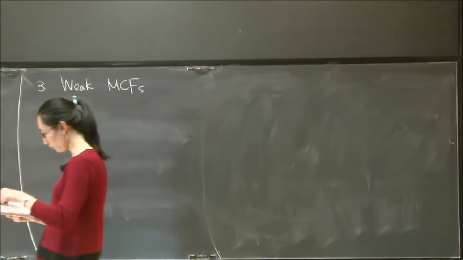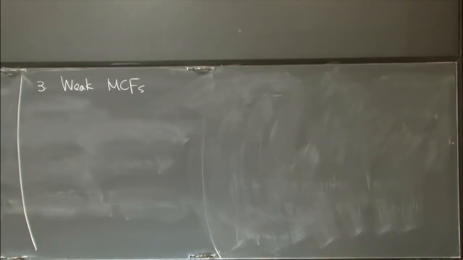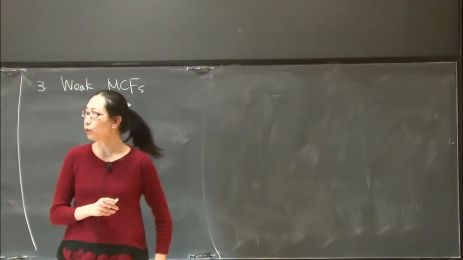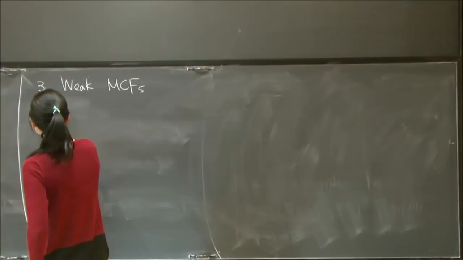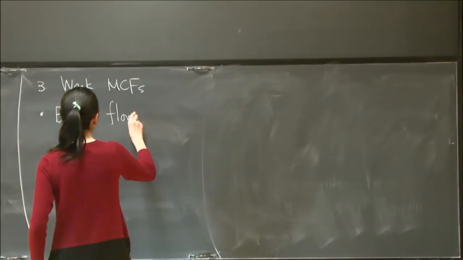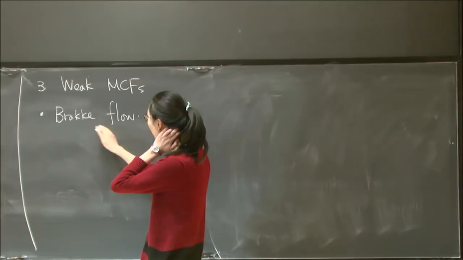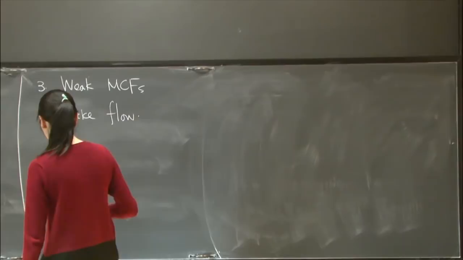So there are at least four notions of weak mean curvature flow that I know, but probably more than that. I'm going to focus on two, which are related to the later discussion. The first one is the Brakke flow. So before I give you the definition of Brakke flow, let's give some intuition about it.